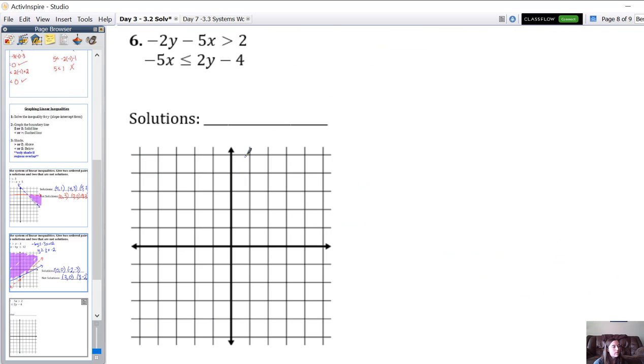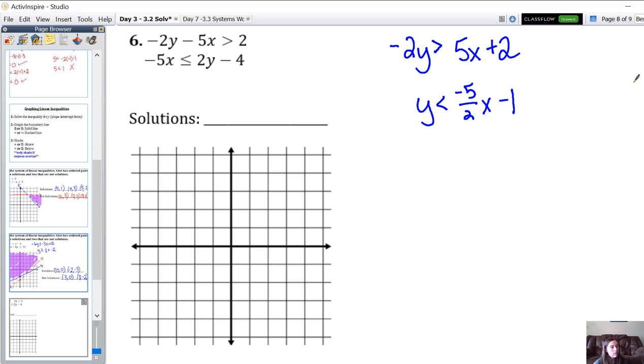Negative 2y minus 5x is greater than 2. Negative 5x is less than or equal to 2y minus 4. We need to solve for y in both inequalities. So in the top one, adding 5x, we have negative 2y is greater than 5x plus 2. Then dividing by negative 2, we switch our sign. y is less than negative 5 over 2 x minus 1. So there's our first inequality.